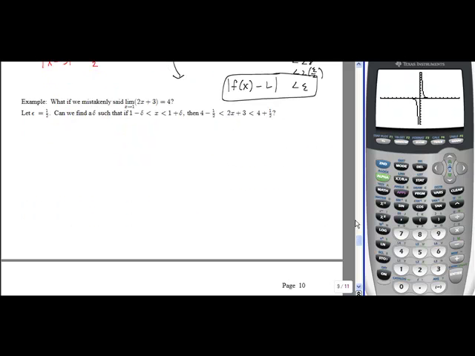Alright, let's try another example. This one says, what if we mistakenly said that the limit as x approaches 1 of 2x plus 3 equals 4? So here we're thinking that the limit is 4, but it really isn't. And since this is just a nice straight line, as I approach 1, I should be getting whatever this line wants to be when x is 1. If you were to plug in x equals 1, 2 times 1 is 2, 2 plus 3 is 5. So the limit of this really should be 5, but we're saying, what if it was 4?